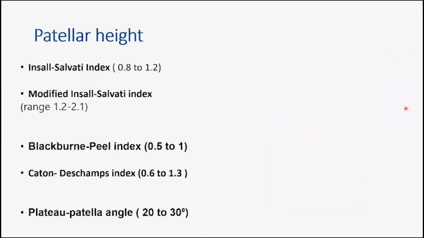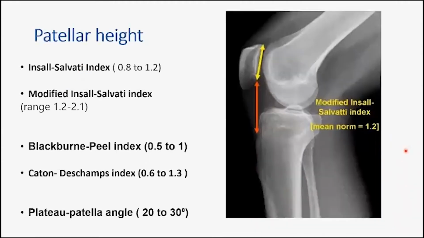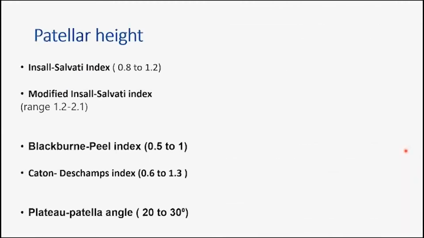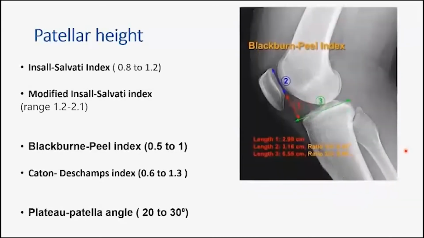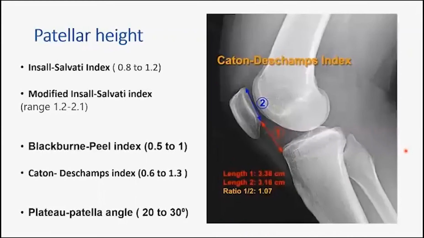Patellar height can be assessed using a lateral radiograph using Insall-Salvati index and modified ones, Blackburne-Peel index, Caton-Deschamps index, and it is very important and it is very reliable.